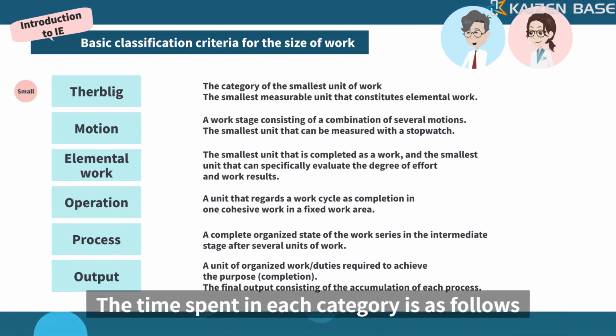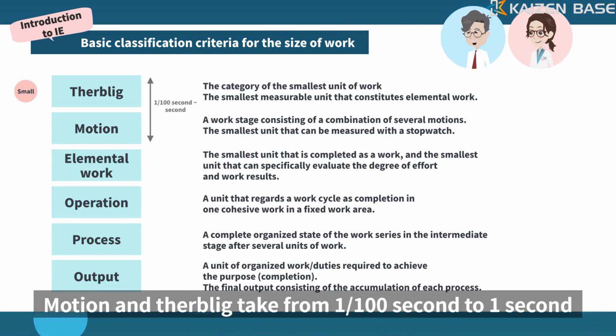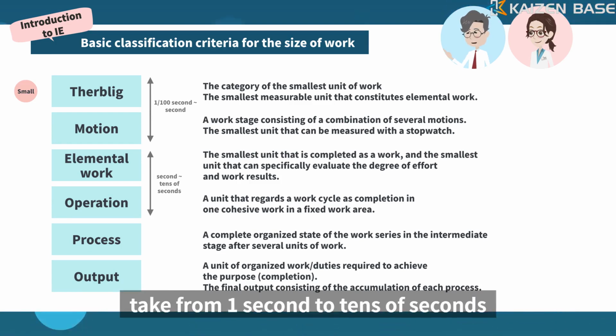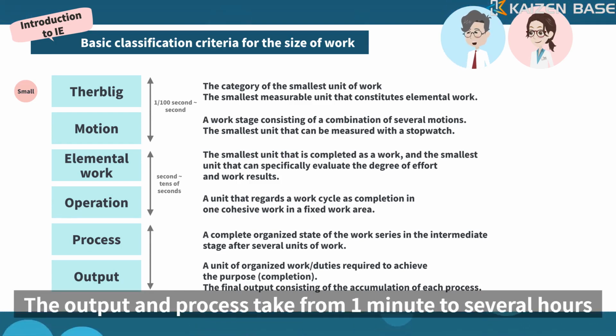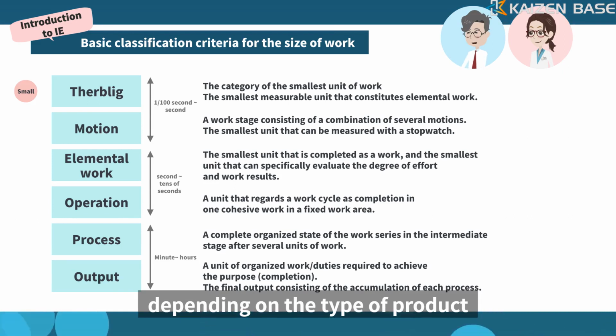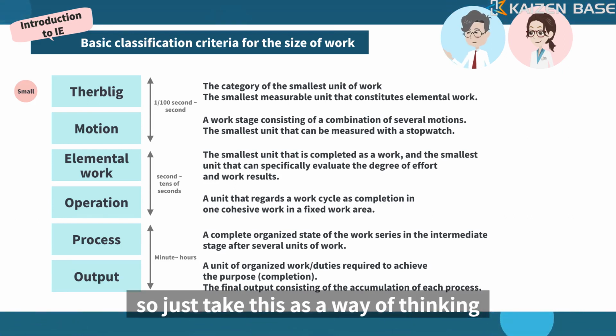The time spent in each category is as follows. Motion and third take from 1/100th second to 1 second. Elemental work and operation take from 1 second to tens of seconds. The output and process take from 1 minute to several hours. Of course, the required time may vary by 1 digit or 2 digits depending on the type of product, so just take this as a way of thinking.